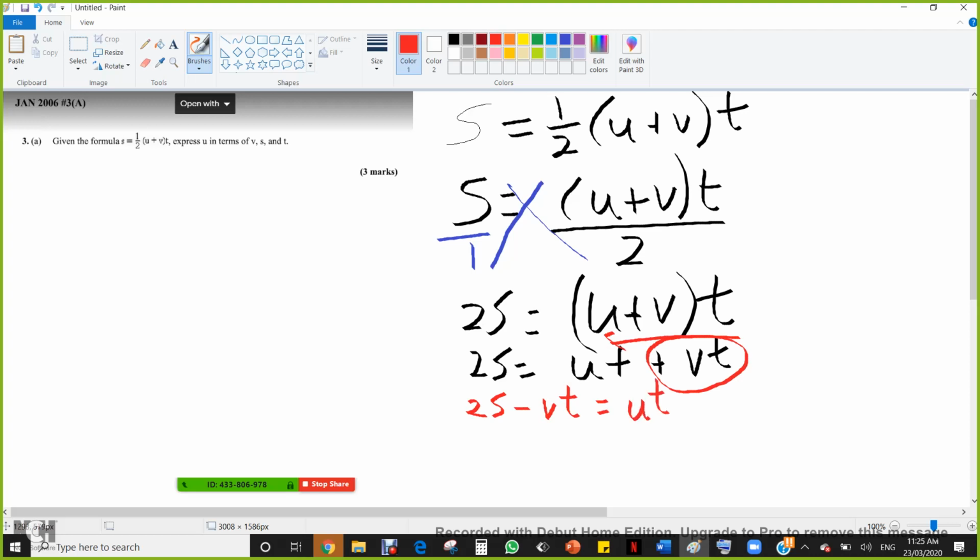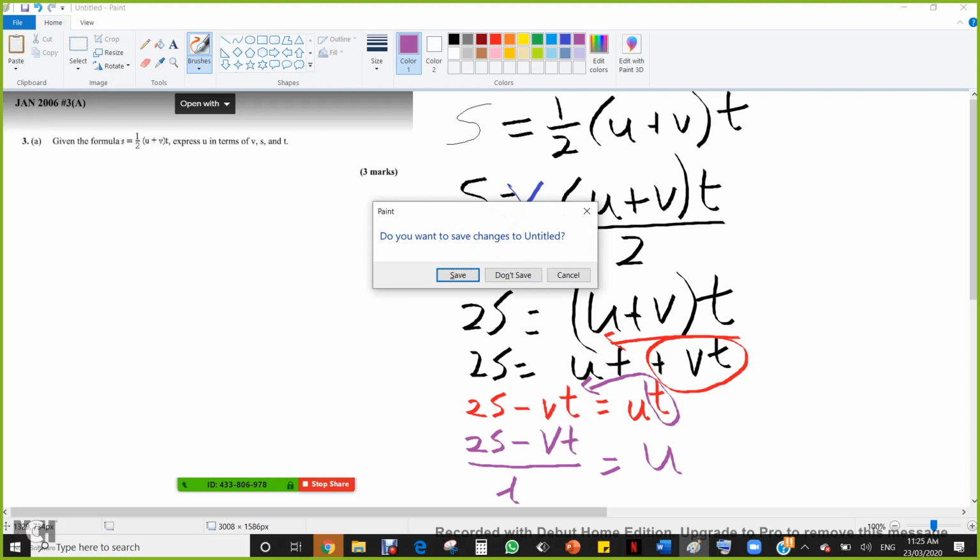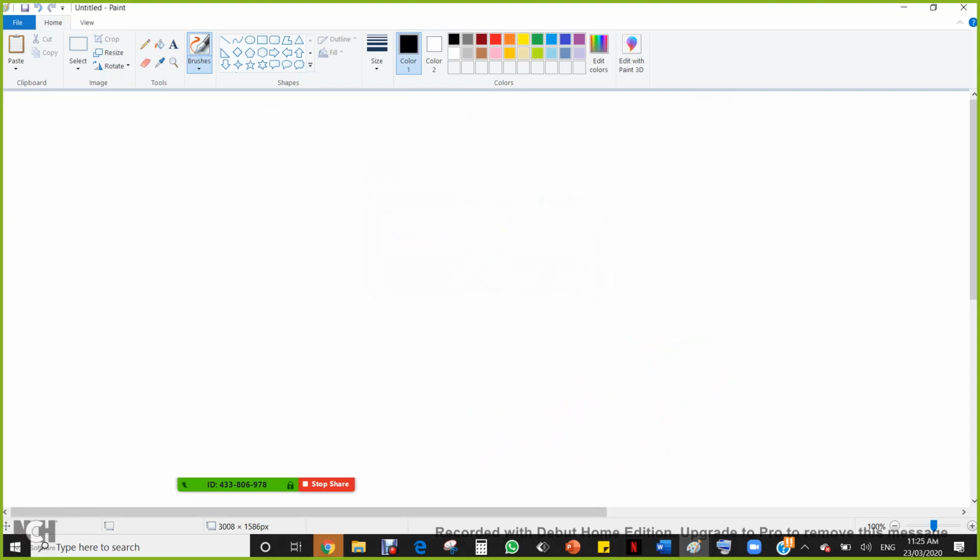And of course, we want to make u the subject of the formula. So we take the t from here and carry it across. So 2s minus vt, all over t, is equal to u. Yes, folks? All right, so that was the first one. Let's look at the second question.